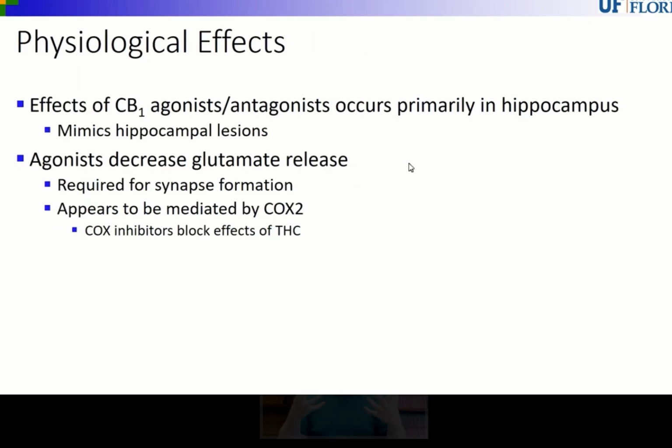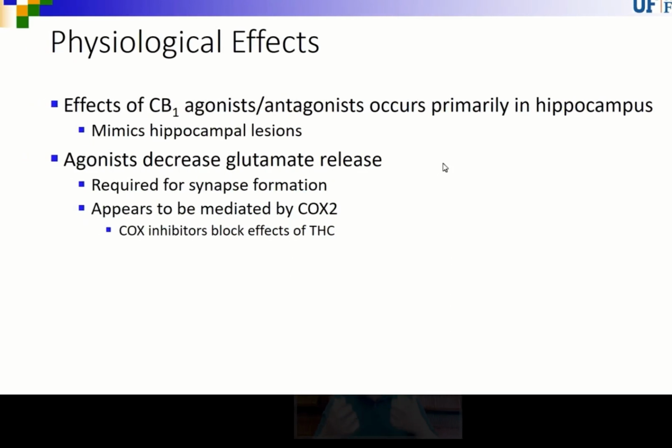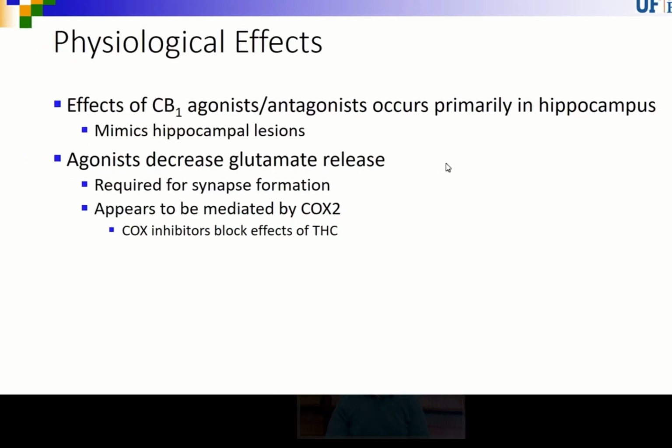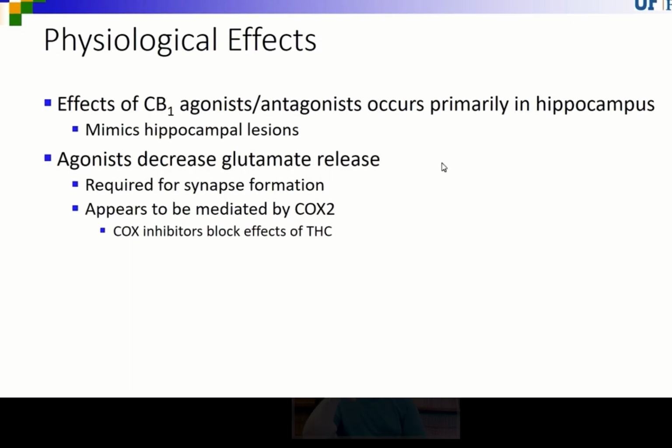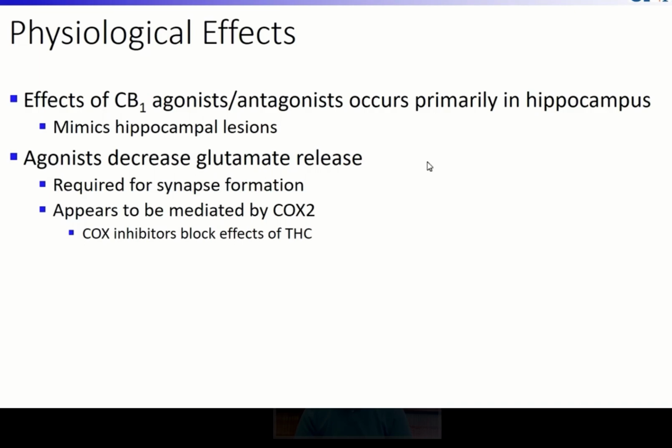So what goes on when you give these agonists to a person that's causing these effects? We've already seen that CB1 agonists and antagonists as well have their effect primarily in the hippocampus. And it appears that CB1 agonists have essentially the same effect in the hippocampus as a hippocampal lesion. And so it is more or less preventing the hippocampus from working properly, and that region of the brain is very, very, very important in short-term memory.